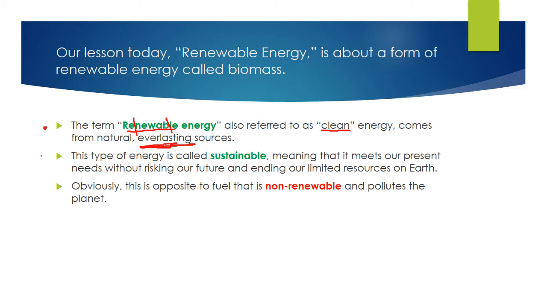This type of energy is also called sustainable. As 12th graders, you should know this word. The word sustainable means that it lasts for a long time and it's not used up. It meets our present needs without risking our future and ending our limited resources on Earth. What is not sustainable, what is not renewable, is obviously things like fuel oil. Okay, first of all, it's non-renewable. It will end one day and it pollutes the air.